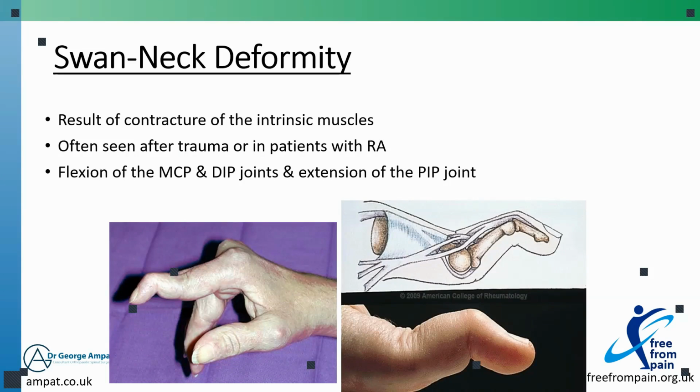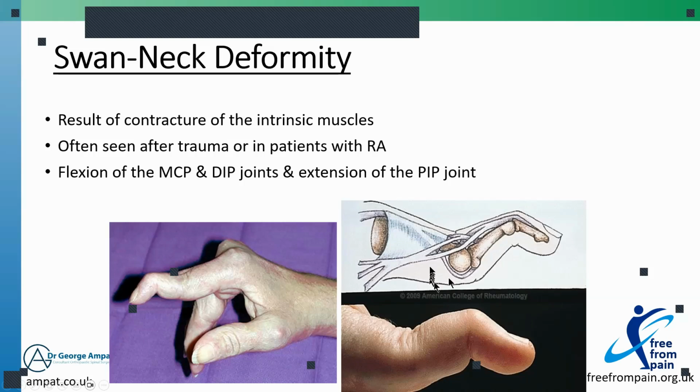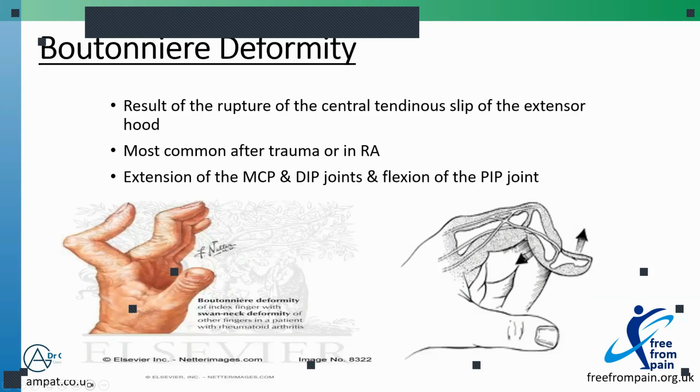So the swan neck deformity is again when there is the dislocation at the PIP and hyperflexion at the DIP joint. It looks like a swan, so that's why it's called a swan neck deformity. And then you have a boutonniere deformity where the central slip is ruptured. So at the PIP, it comes more dorsally, and you will not be able to straighten the fingers. So that's a boutonniere deformity. Again, it occurs more commonly in rheumatoid arthritis.